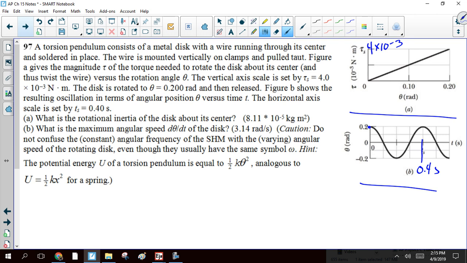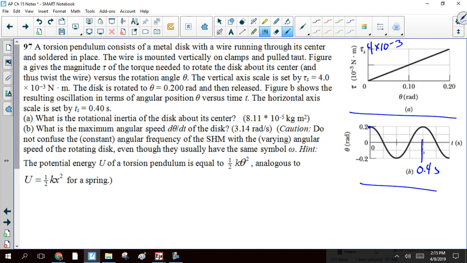Let's start by writing down some stuff that we know. Part A wants to know the rotational inertia of the disc about its center. It's a disc, which leads me to think the rotational inertia for a disc is 1/2 mr squared, but we don't know the radius of the disc, and we don't know the mass of the disc. There are some gaps here, so let's see if we can go about this a different way.